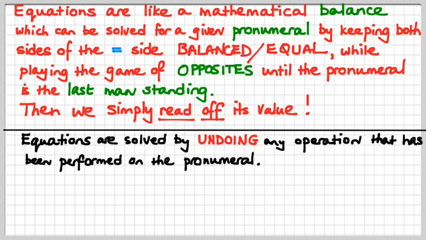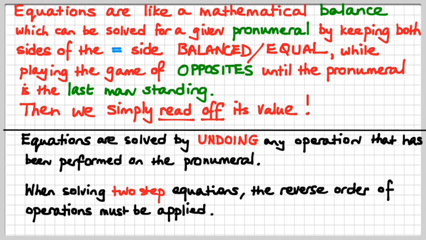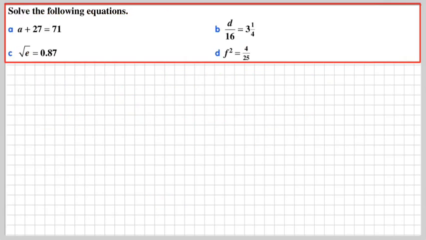So equations are solved by undoing any operation that has been performed on the pronumeral, and when we solve two-step equations, the reverse order of the operations is applied. But look, that all sounds like verbal gobbledygook, so let's just show you how we do them, and then you'll really get it, okay? So here are some examples for us to do.